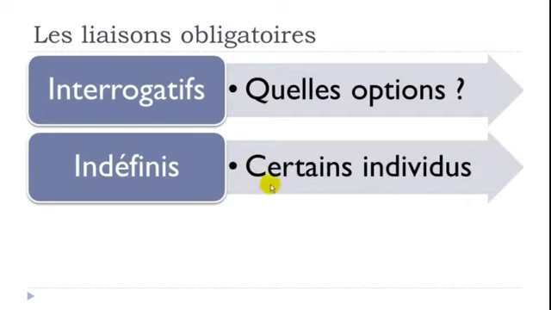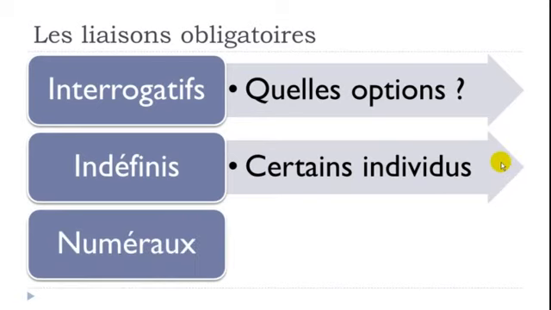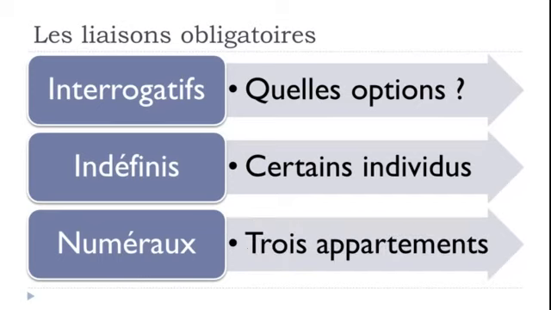Then the indéfini, exactly the same rule. In that case you've got certains, and it is here in the plural form. Individus, plural, starting with a vowel, so you make the liaison: certains individus. And the last situation for this page, numéros. If we're talking about numbers, in that case I took trois, three, just because it ends with s, as you can see here.